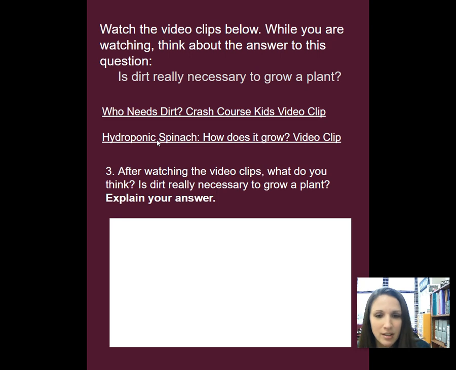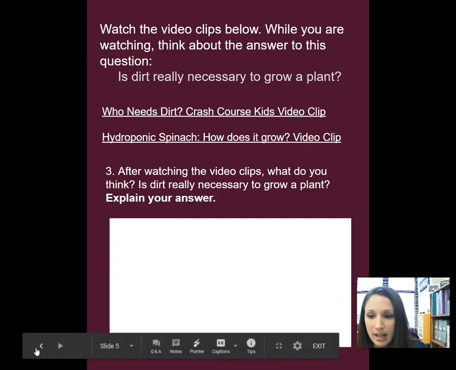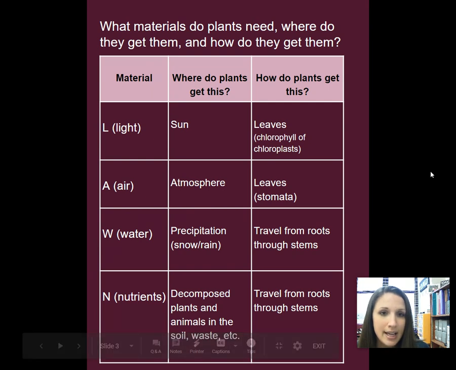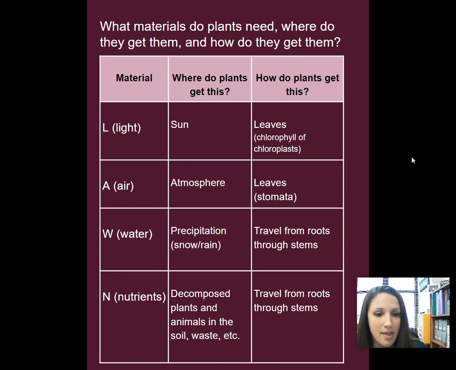It's very interesting. All right, so again, remember, the things you have to know for your test are on this previous slide. The one that shows light, air, water, and nutrients are what plants need. They get it from the sun, the atmosphere, precipitation, and decomposed plants and animals. And they get it through different parts of their plants, including their leaves, their roots, and their stems.